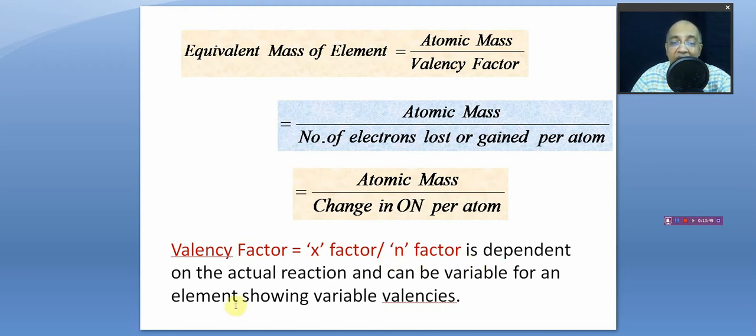That is dependent on the actual reaction taking place and can be variable also for an element showing variable oxidation state. While the atomic mass is constant, the valency factor can vary, so also the equivalent mass of an element can vary. So it is all reaction dependent, right? So we shall slowly and steadily learn what is the importance of the equivalent concept.